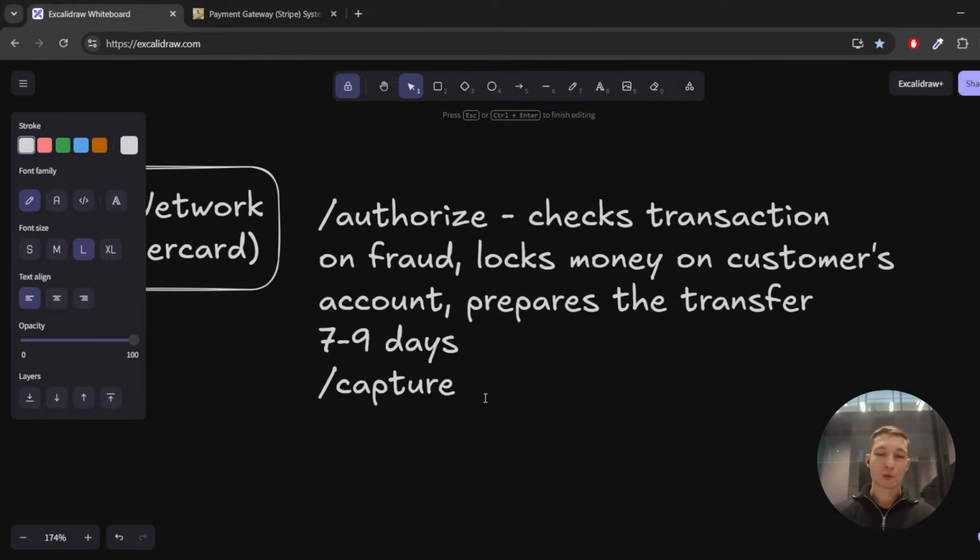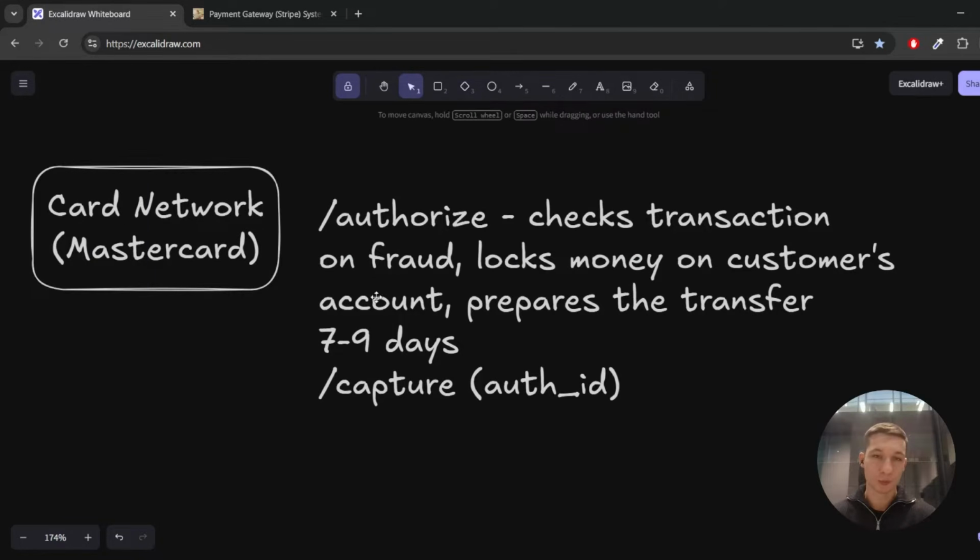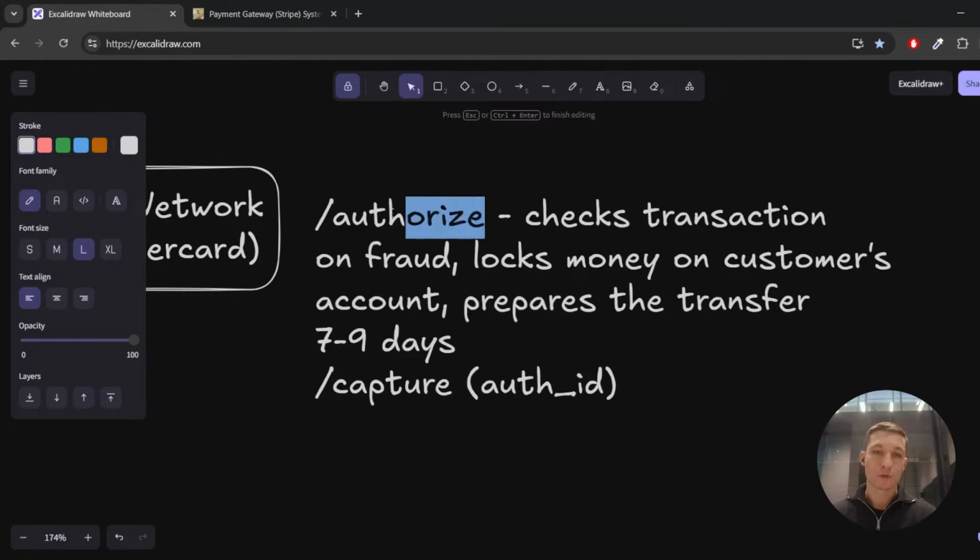The next endpoint is capture, which needs the authorization ID that we obtained by calling the authorize endpoint. This endpoint works idempotently, so it means you can send 5, 10, dozens of requests to capture the same authorization ID, and it will only move the money that was locked during this authorization. So if it's $100 that we locked, even if we call this capture endpoint 5 times, only $100 is moved from the issuing bank to the acquiring bank.